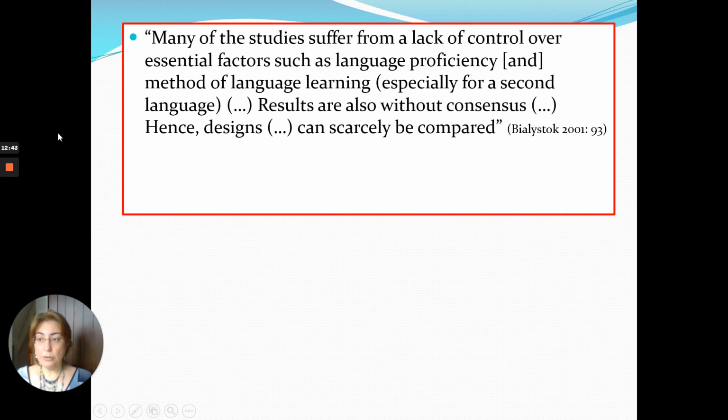Now, I want to finish with a note of caution: many of the studies suffer from a lack of control over essential factors such as language proficiency and method of language learning, especially for a second language. So results can also be without consensus, and designs can scarcely be compared. Of course, we have people who specialize in neurology, but might be a little sloppy in selecting their subjects.